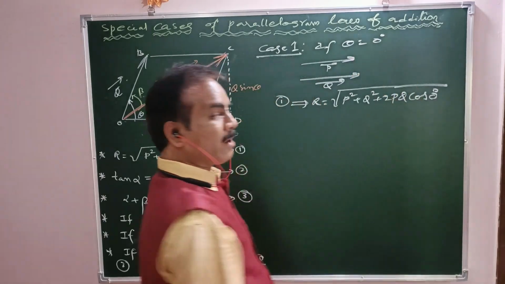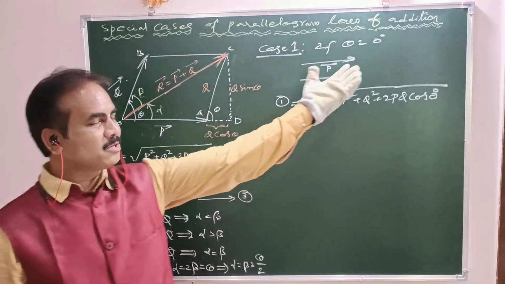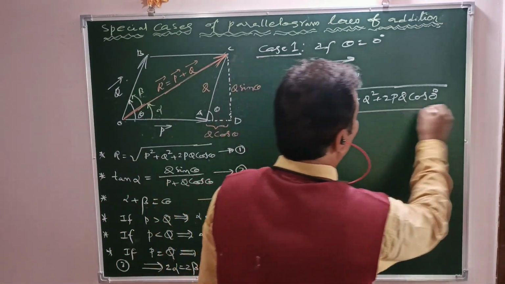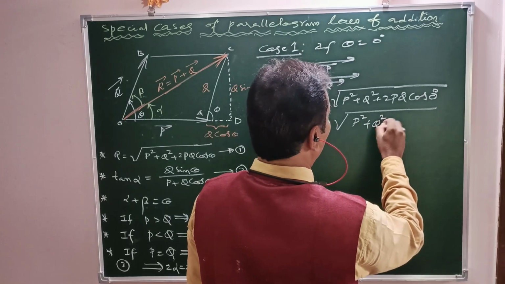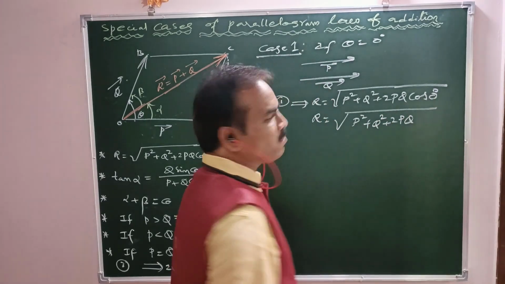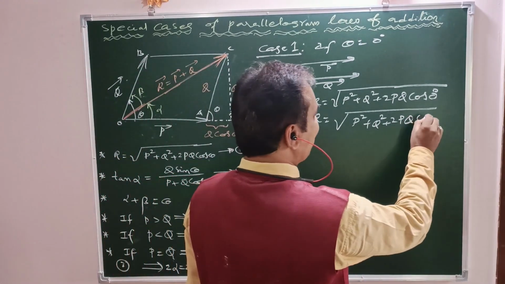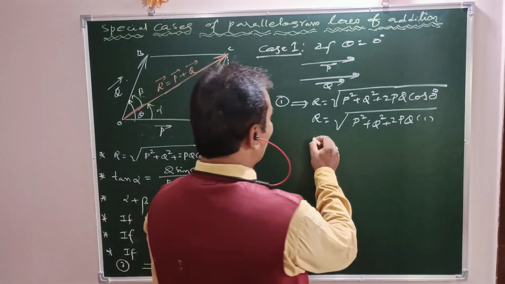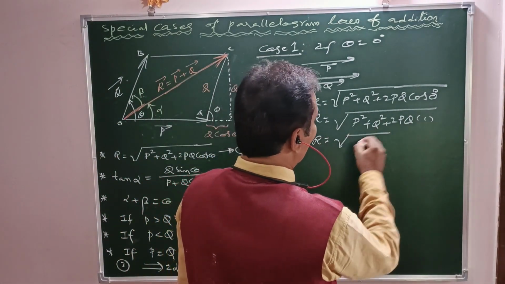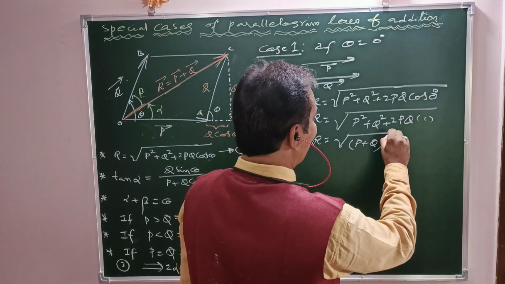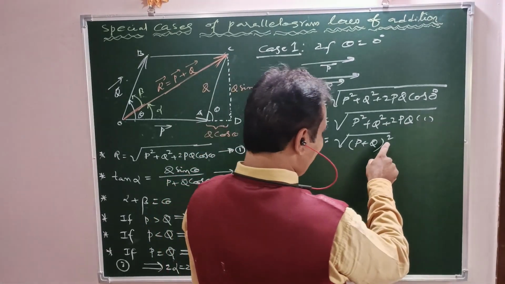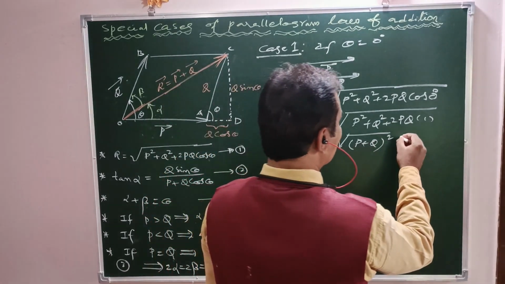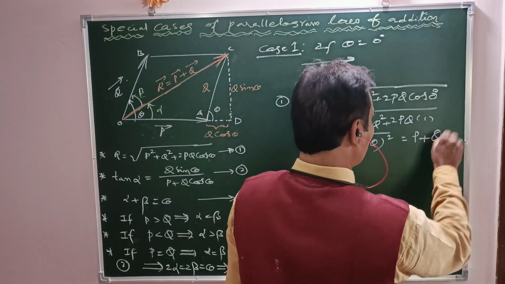Given parent vectors are parallel to each other, that is, inclined at an angle 0 with each other. So R equals root over P square plus Q square plus 2PQ cos 0, and cos 0 is 1. So P square plus Q square plus 2PQ is P plus Q whole square. R equals root over P plus Q whole square; square and root cancel each other, implying P plus Q.